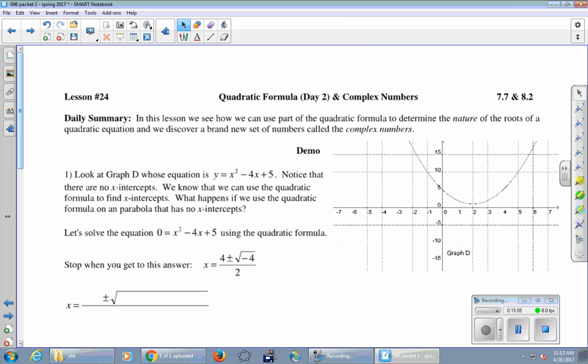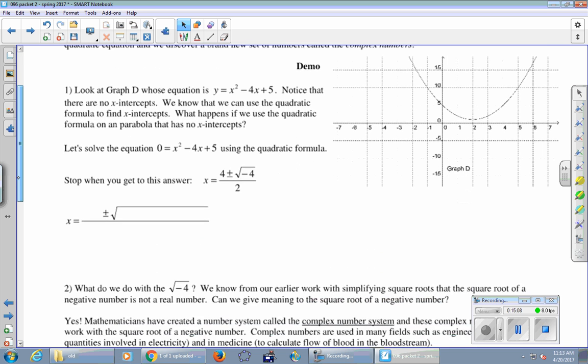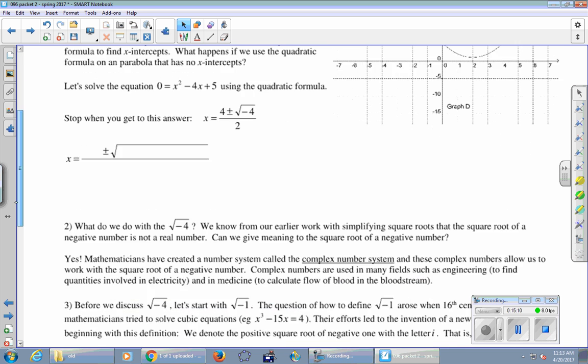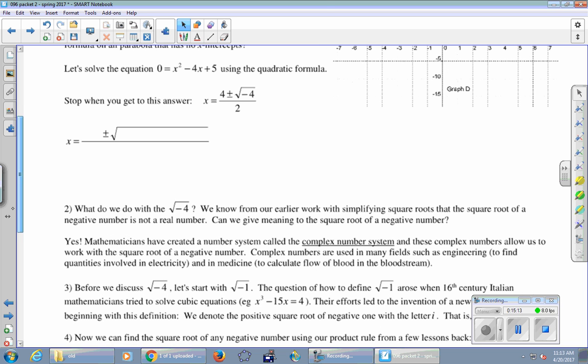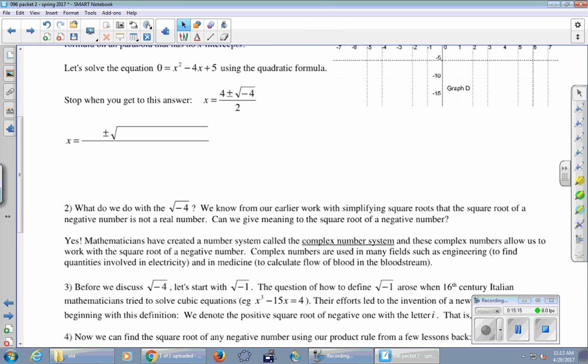Okay, so we're going to just skip some of this stuff because I took kind of a long time talking about the quest. Let's just solve this equation right here. So we'll do the quadratic formula on that.